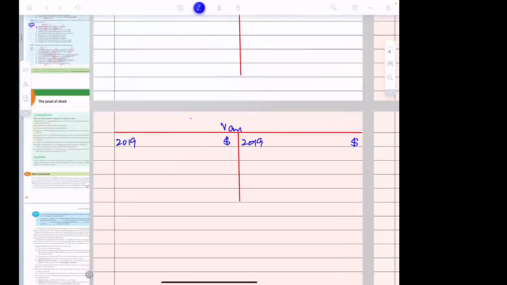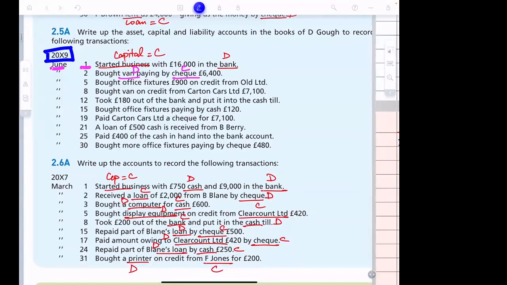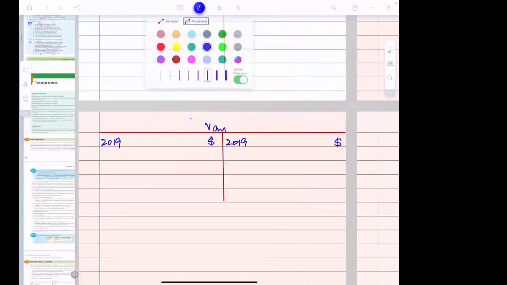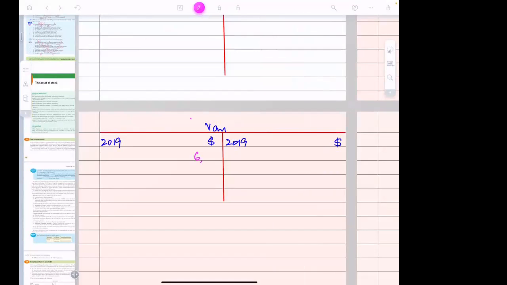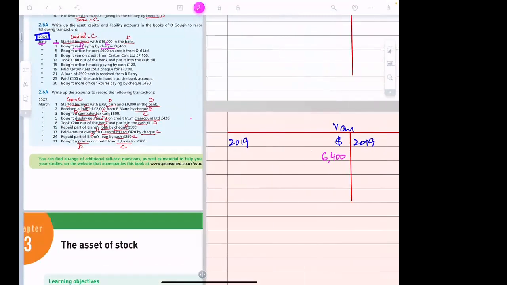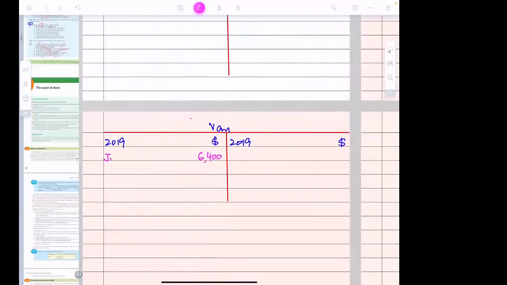So we bought van paying by check. Van is debited and bank is credited by 6,400. Van will be debited by 6,400 and the date was June 2nd, so we write June 2. Van is debited, and which account is credited? Bank. So we write the name bank. Remember, we are not debiting the bank account. No, we are debiting the van account. This is the van account, so don't get confused here. Van will be debited and bank is credited.